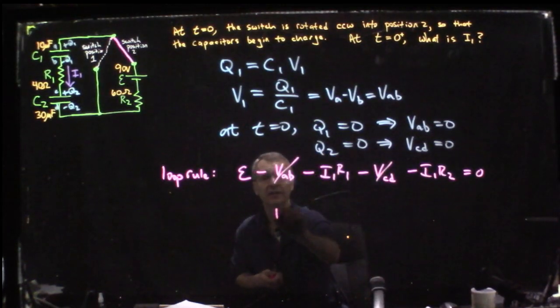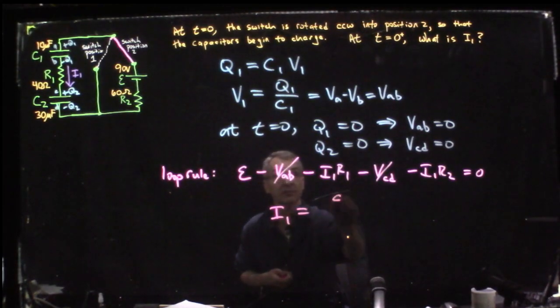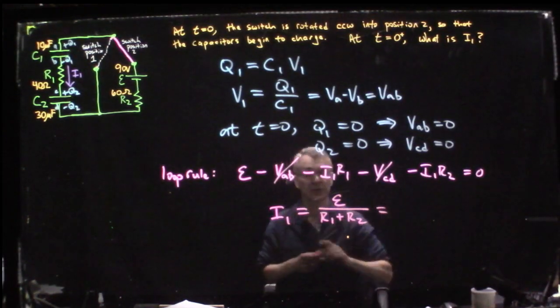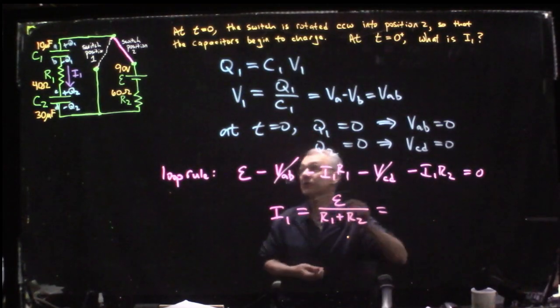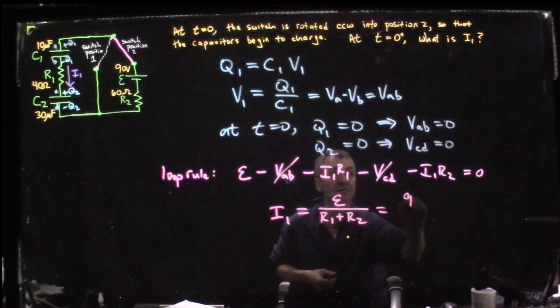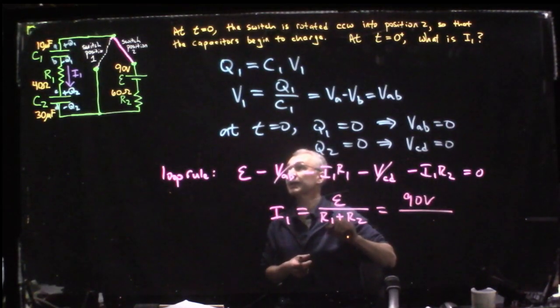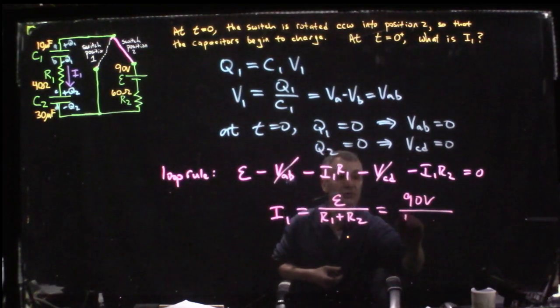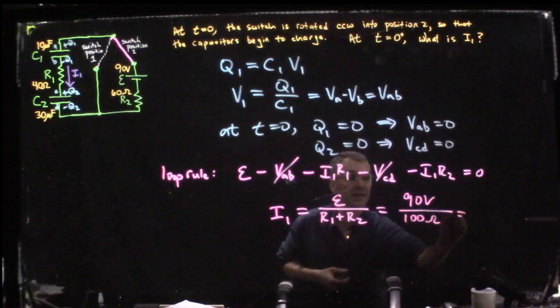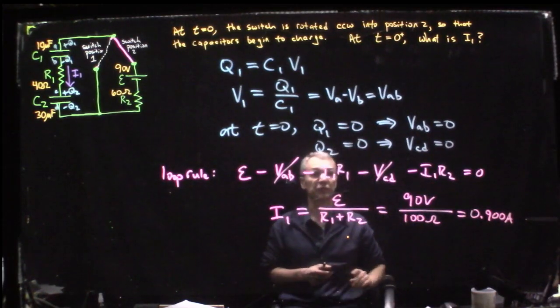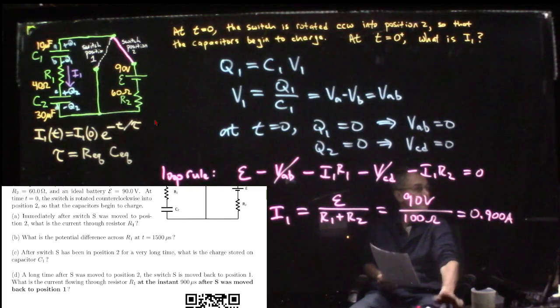So then we can solve immediately for the current through R1. That gives us that I1 is just the battery voltage divided by R1 plus R2, which equals 90 volts divided by 100 ohms. So that is 0.900 amps to 3 significant figures.